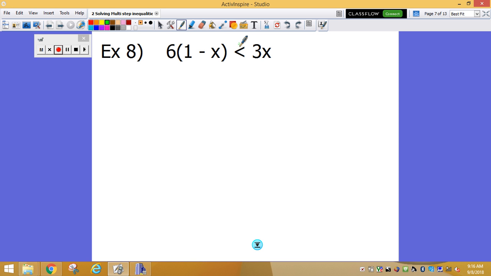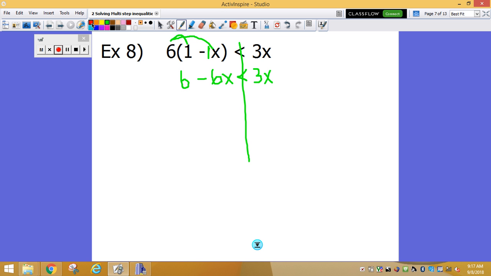Okay, example 8. We start by distributing. We're going to distribute this 6. So 6 times 1 is 6. There's a 1 right here in front of this x. So 6 times negative 1 is negative 6, and bring your x down with it. Bring down your less than and your 3x.